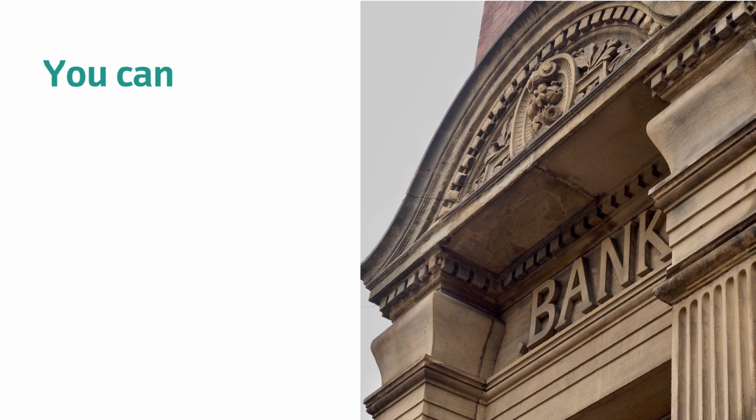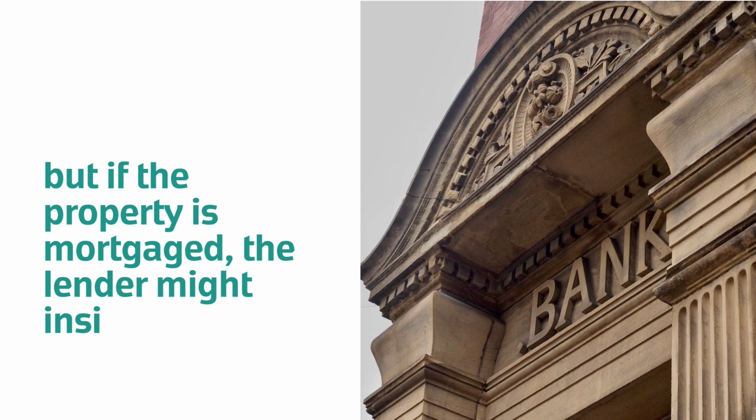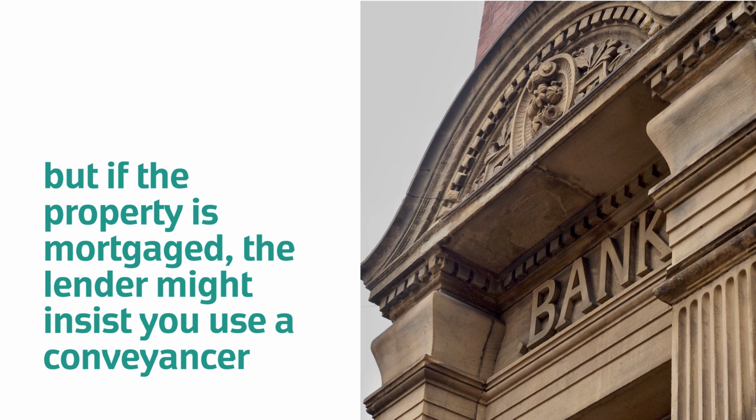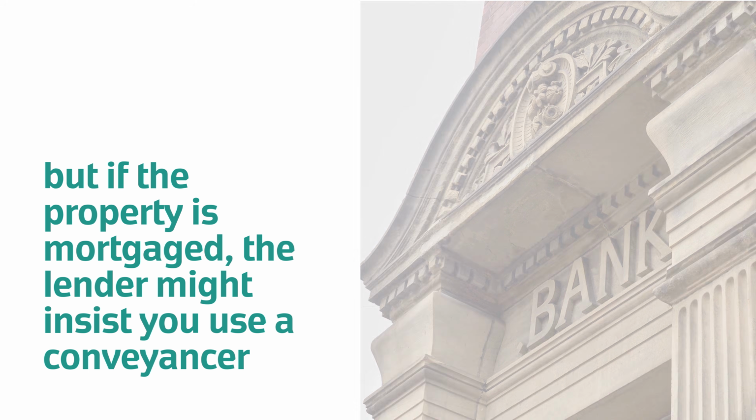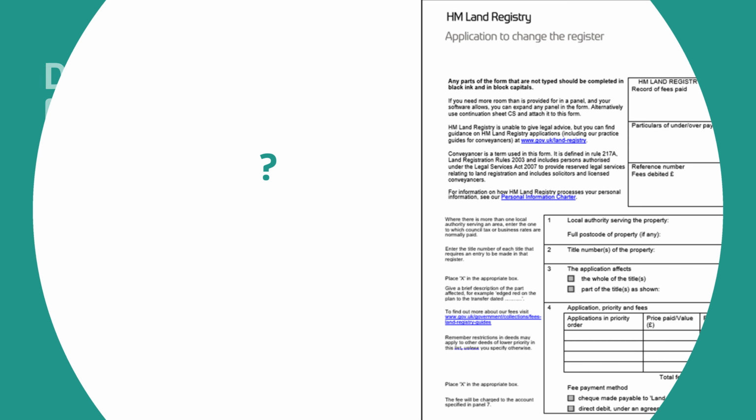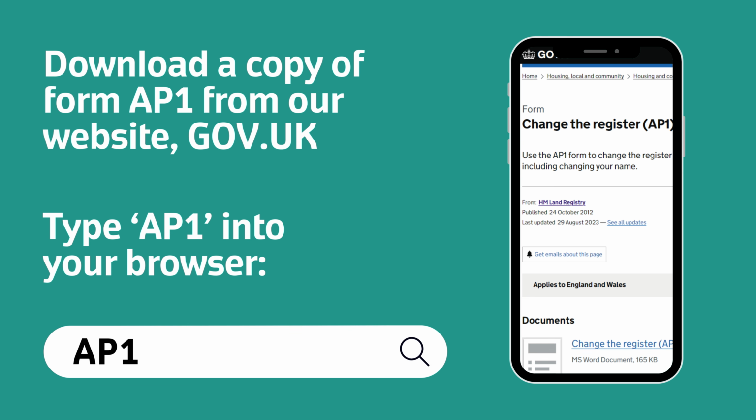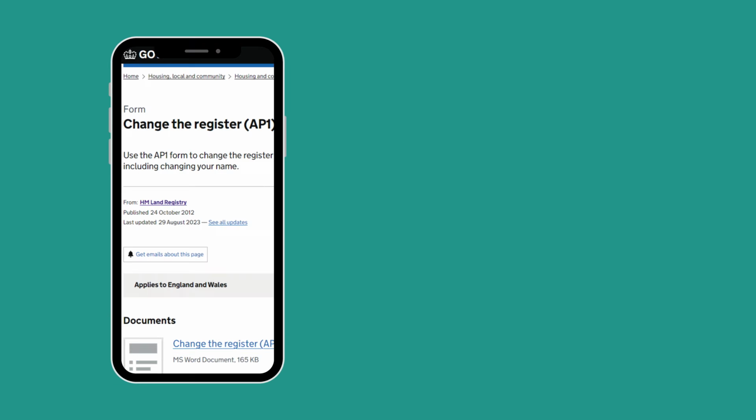You can make an application to change the register yourself, but if the property is mortgaged, the lender might insist you use a conveyancer, so you will not be able to submit it yourself. Otherwise, if you're ready to start, let's show you how to fill in Form AP1. You can download any of our forms, including Form AP1, from our website gov.uk. Simply type AP1 into your browser.